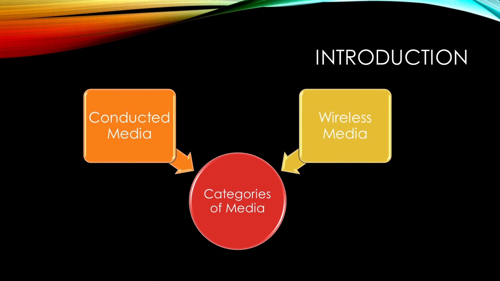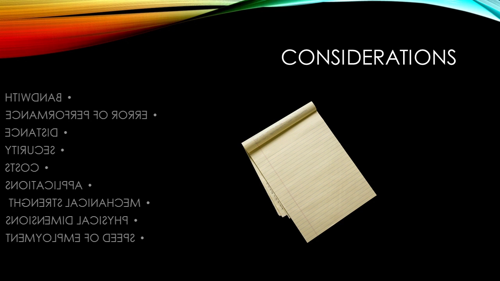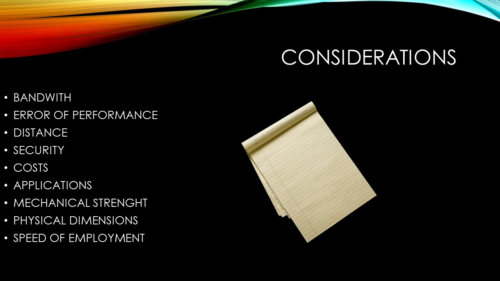We can start by making categories of media. First of all, we have the conducted media, and secondly, we have the wireless media. When we want communications for a given application, for this selection we must find the most effective transmission system, which is made in the context of a number of key design considerations. As you can see, we have a list which includes bandwidth, error performance, distance, security, cost, applications, mechanical strength, physical dimensions, and speed of employment.